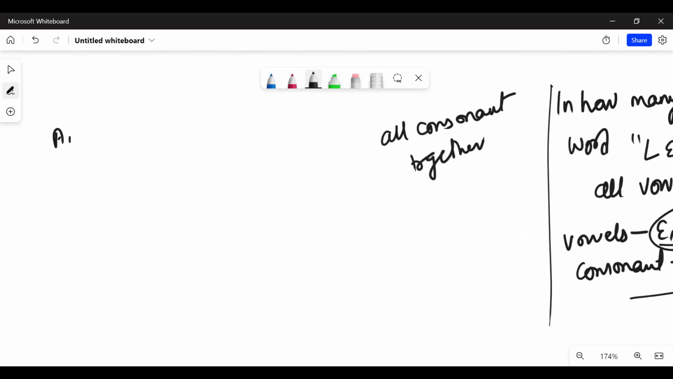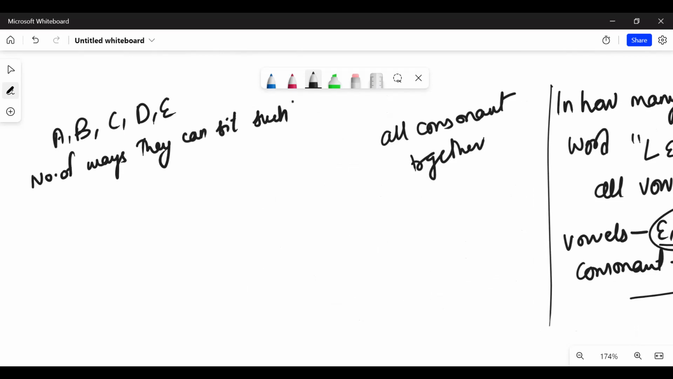Ask me. Suppose 5 friends are there, A, B, C, D, E. The number of ways they can sit such that A and B always sit together. Do this question.